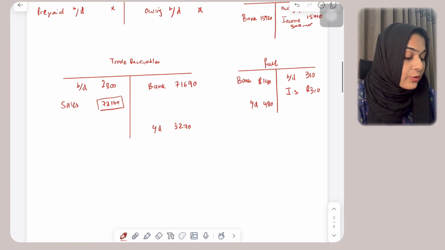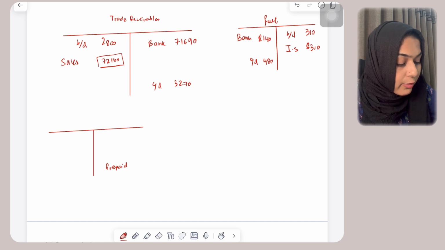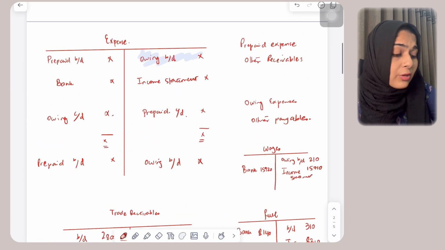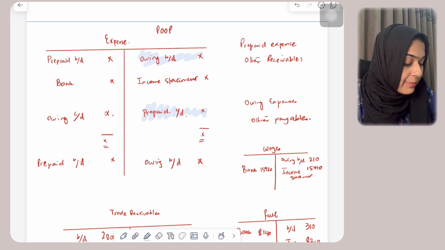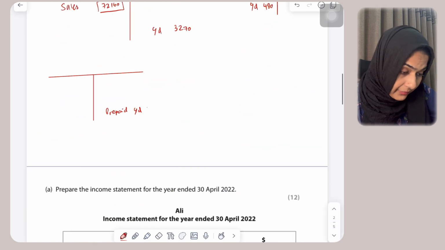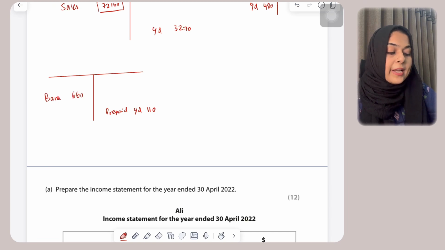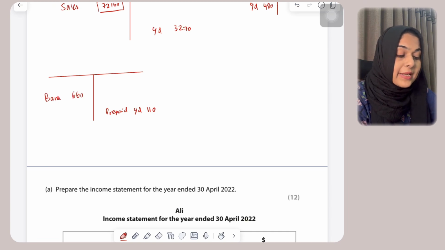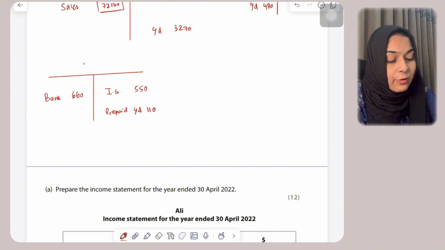Okay, for insurance they are saying we have paid 660 for insurance, and for insurance we have prepaid at end. So we can make the insurance account here, and the prepaid carried down will come here. We are following this rule for the expense account. I always tell my students this is the rule POOP. So for insurance, the prepaid carried down is 110, and what I have paid through my bank is 660. So when I do 660 minus 110, I will get an income statement value of 550. That is for my insurance, which I will charge in my income statement.